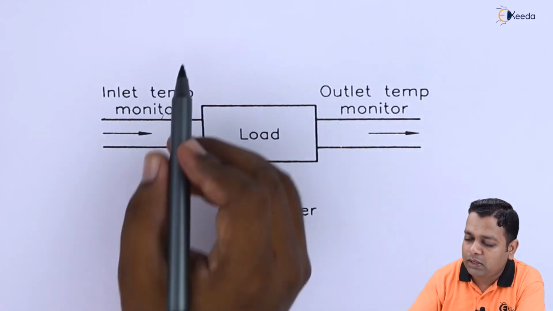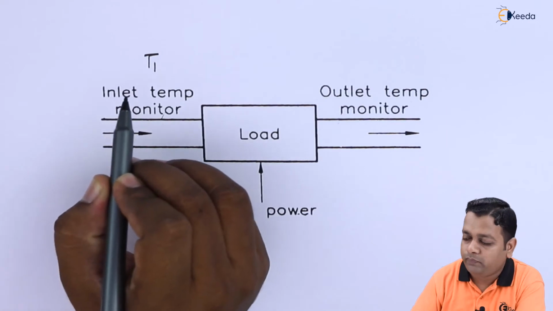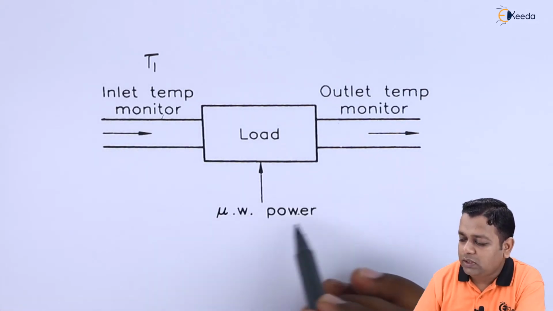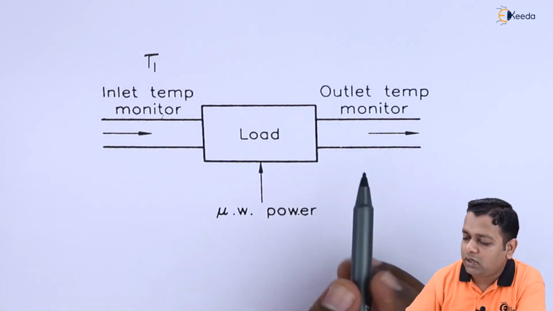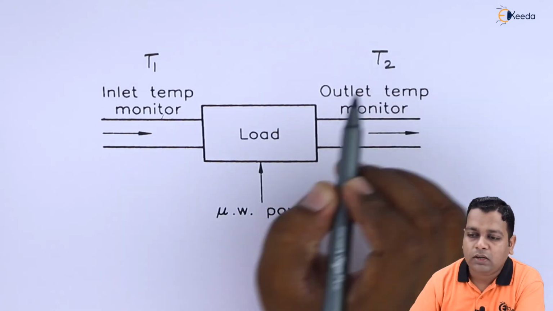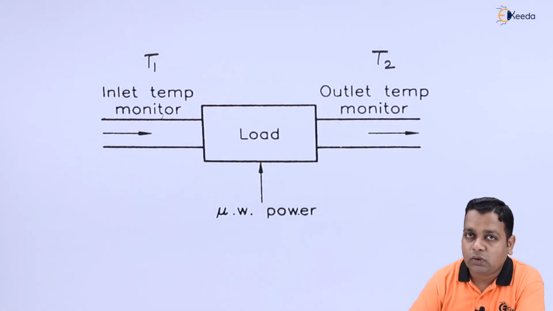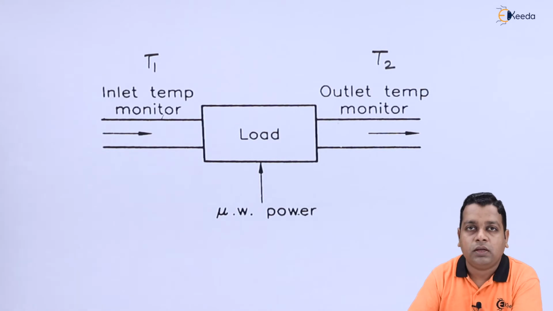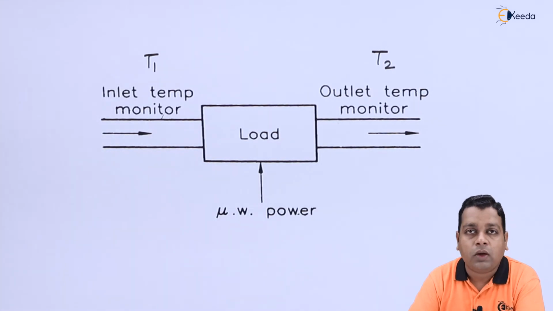Let us say it can be the temperature reading T1, and after it has been applied to the load at the outlet, the temperature reading can be T2 here. So the difference of the two, T1 minus T2, can finally be helpful to have the measurement of the medium power of the specified range here.